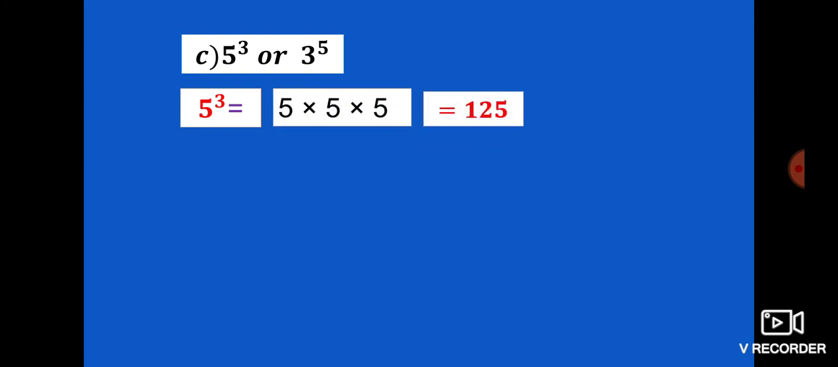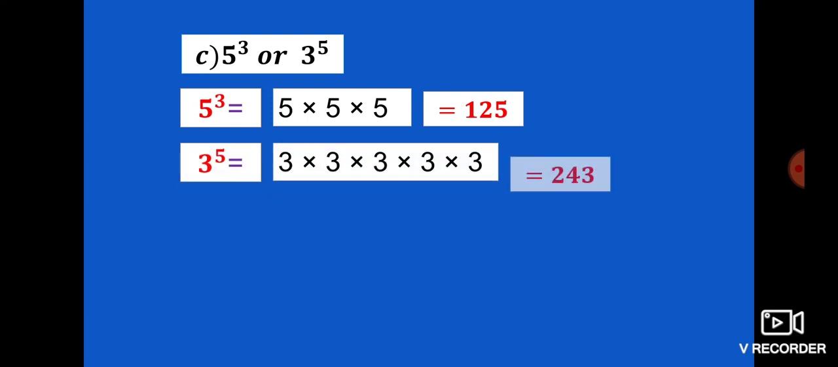Next question, 5 cube or 3 raised to 5. 5 cube means 5 into 5 into 5. Answer is 125. Then 3 raised to 5. Multiply 3 five times. Then we will get 243. Out of these two numbers, 243 is greater. That is, 3 raised to 5 is greater.